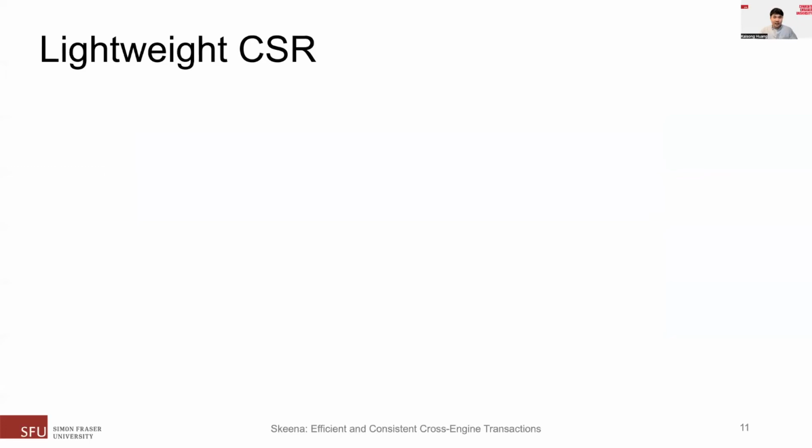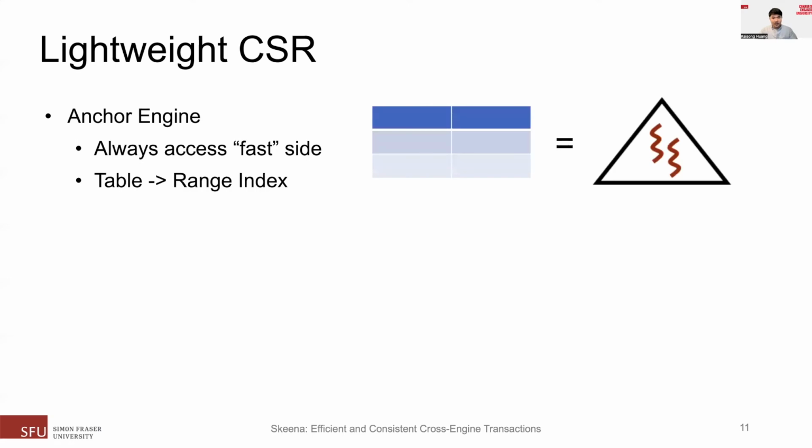So what Skeena does is pick an anchor engine, which typically is the fast one, and all the transactions follow the snapshot order in the anchor engine because it is cheap to acquire snapshots in the memory-optimized engines. The CSR table we just saw essentially is just a range index that uses the anchor engine snapshots as keys and the lists of snapshots in the other engine as values.